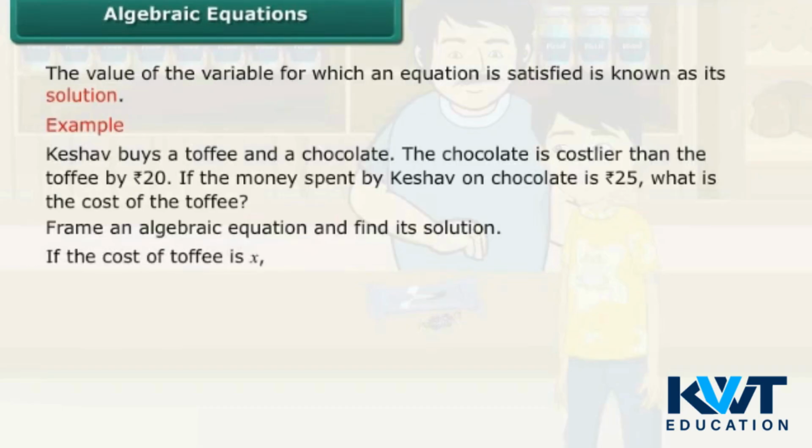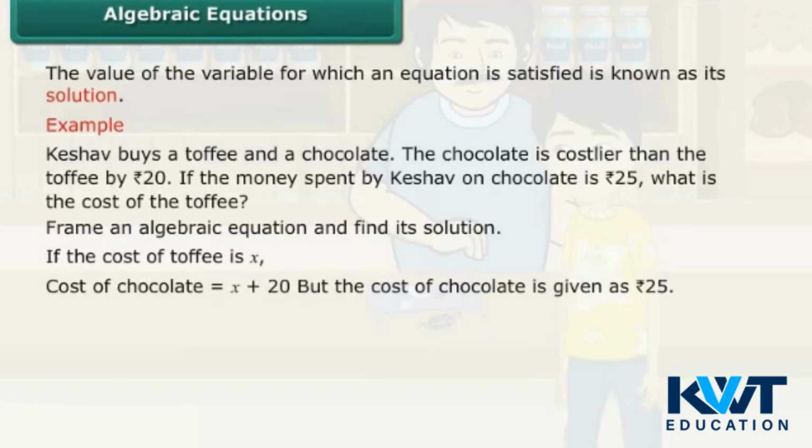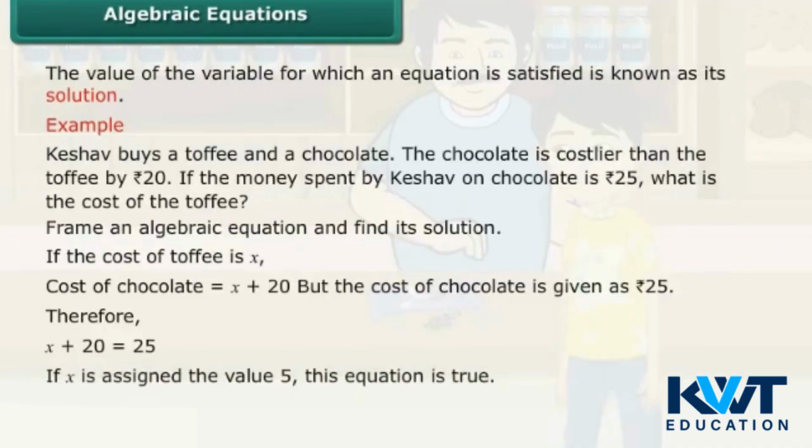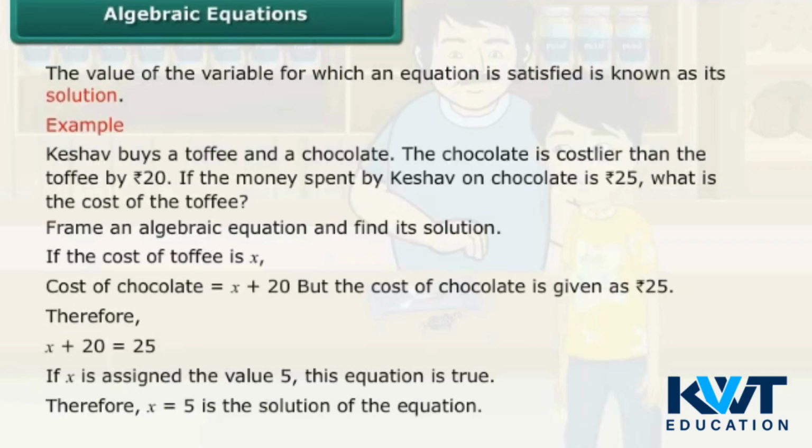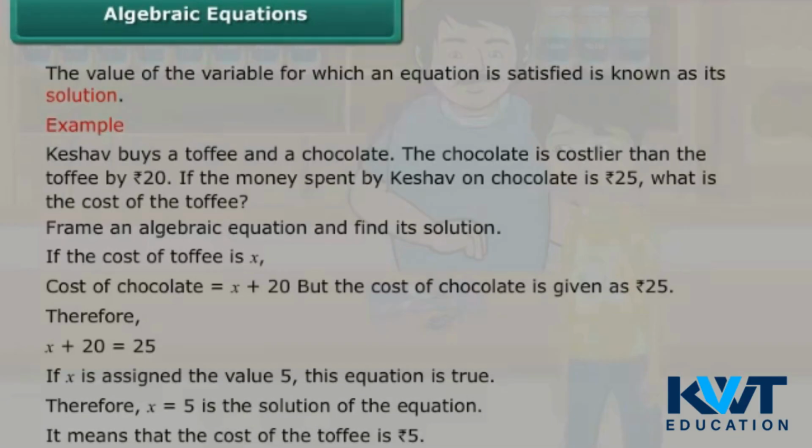If the cost of toffee is X, cost of chocolate is equal to X plus 20, but the cost of chocolate is given as 25 rupees. Therefore, X plus 20 is equal to 25. This equation is true if X is assigned the value 5. X is equal to 5 is the solution of the equation. It means that the cost of the toffee is 5 rupees.